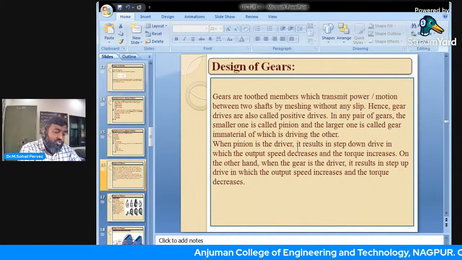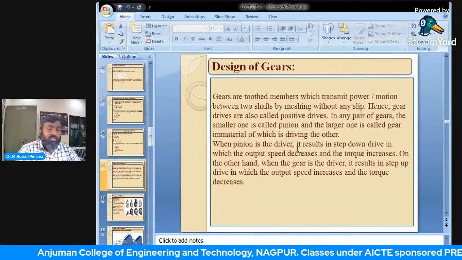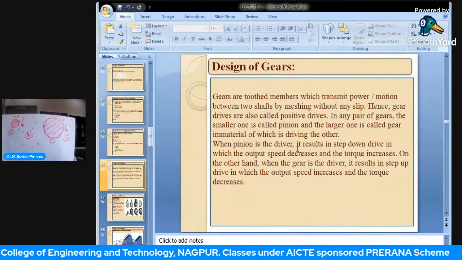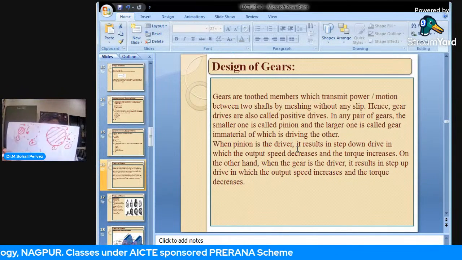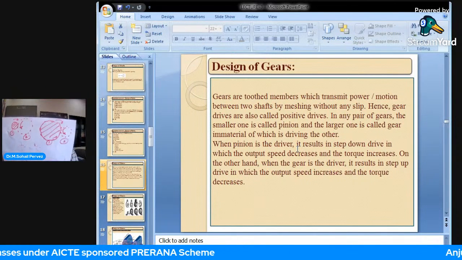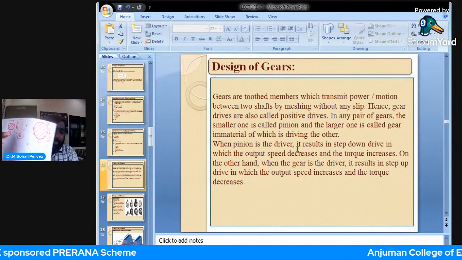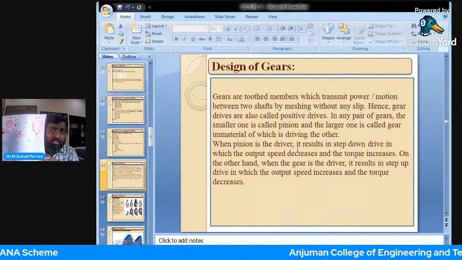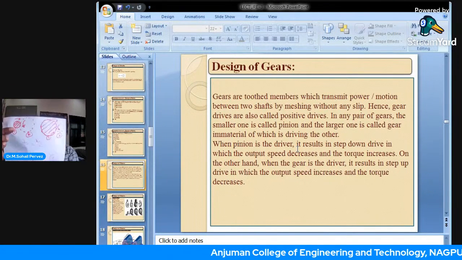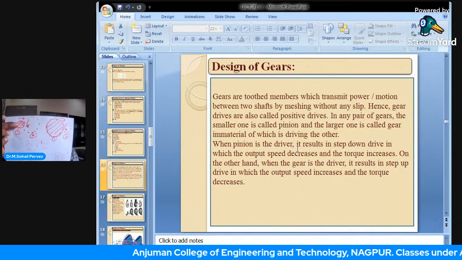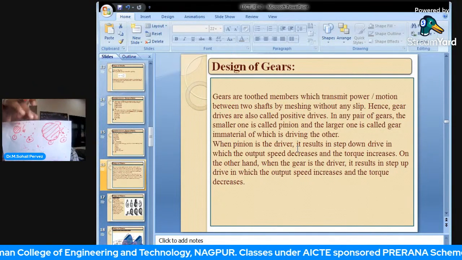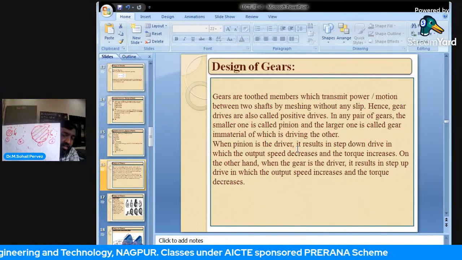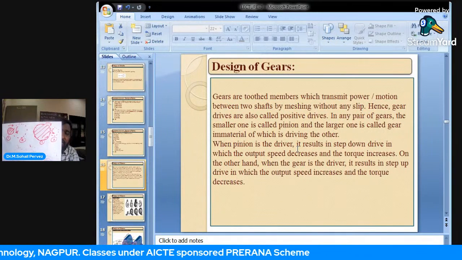So here, the smaller one. Now see, this is the right. Wherein we can say that number one is smaller. So this is the pinion, and this is the gear. So when the pinion is the driver, it results in step down.